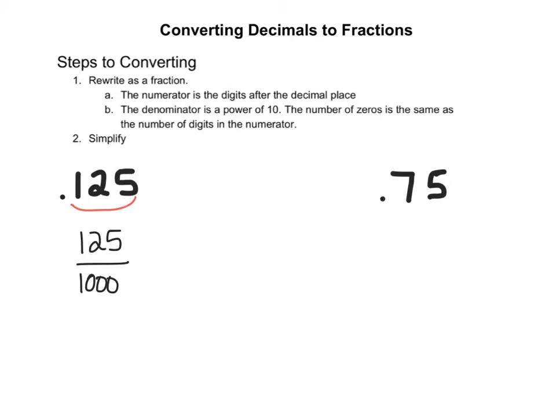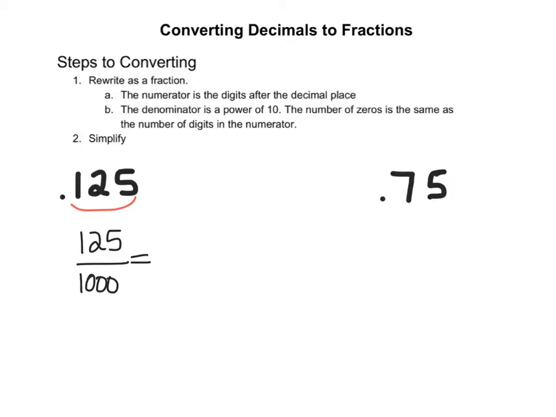And then I go to that second step, and I simplify. So your goal here is to say, what's the biggest number that I can think of that goes into both of those? It might not be the biggest number possible, you just need to work through that. So when I look at this, I say 125 and 1000. Well, I'm pretty sure 25 goes into both.